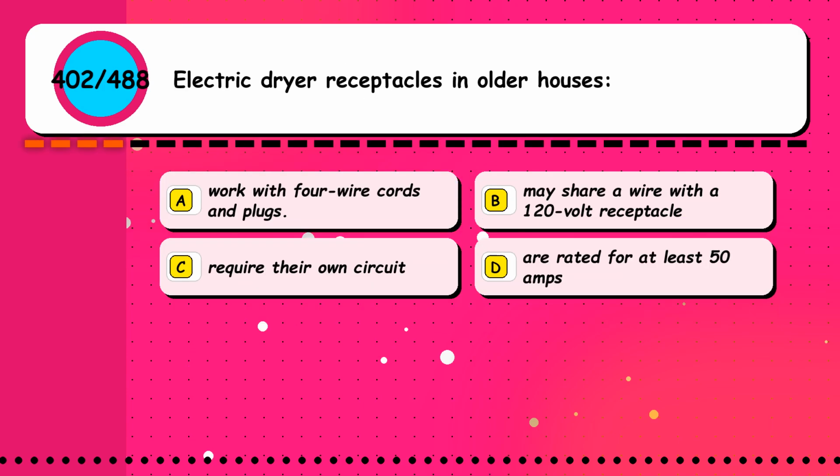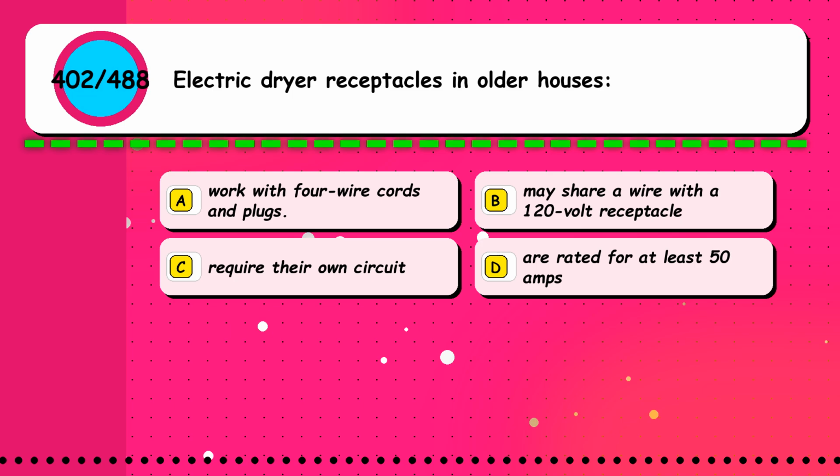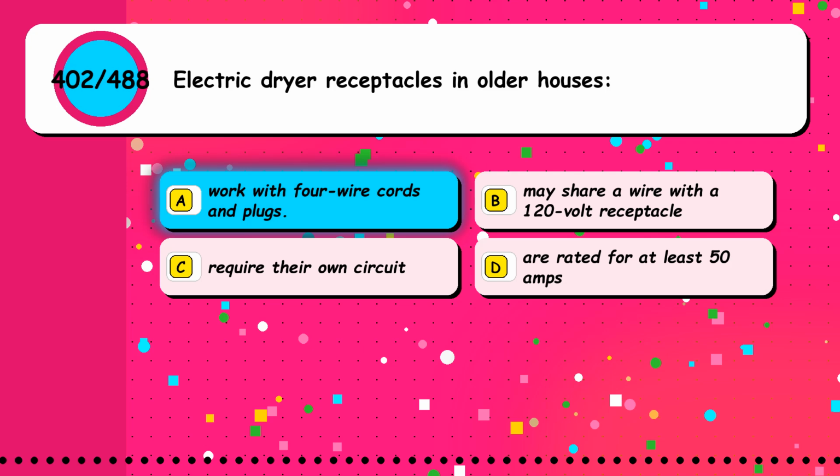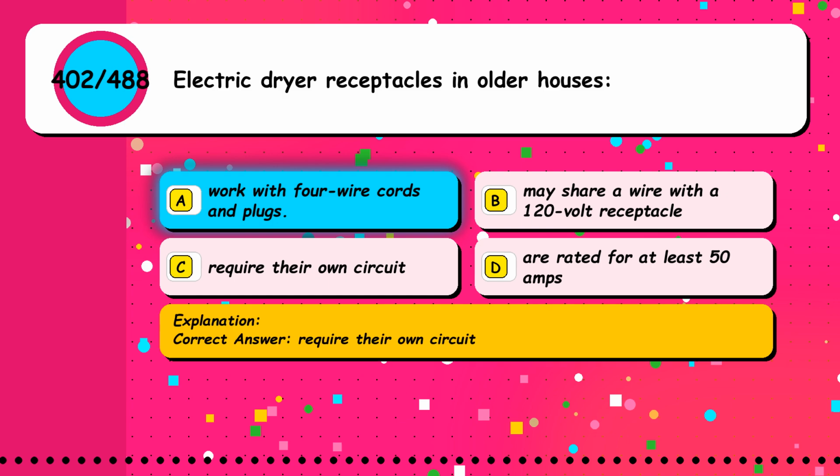Electric dryer receptacles in older houses. Option A, work with 4-wire cords and plugs. Option B, may share a wire with a 120-volt receptacle. Option C, require their own circuit. Option D, are rated for at least 50 amps. The correct answer is option A, work with 4-wire cords and plugs.